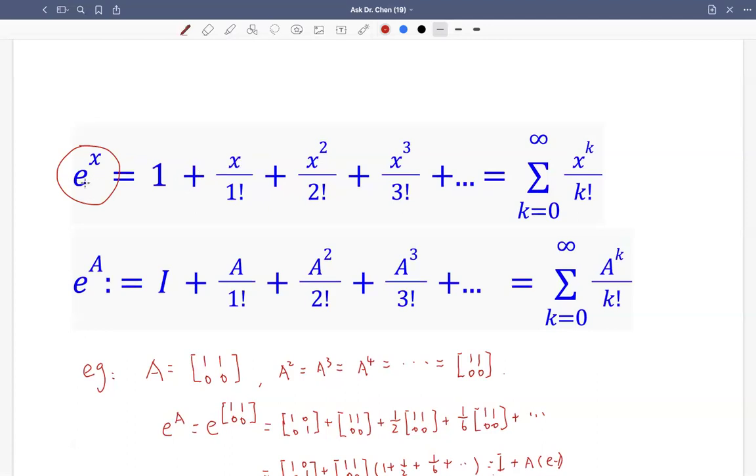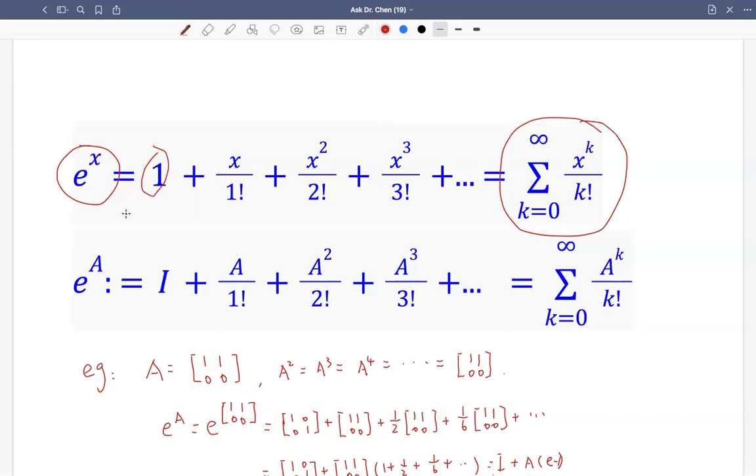1 plus x, so e to the x equals x divided by 1 factorial, plus x squared divided by 2 factorial, plus x cubed divided by 3 factorial. In summation notation, the index starts from 0 to infinity, because we want to include the 1 there. So x to the k, divided by k factorial. So e to the x in Taylor's series is this representation.